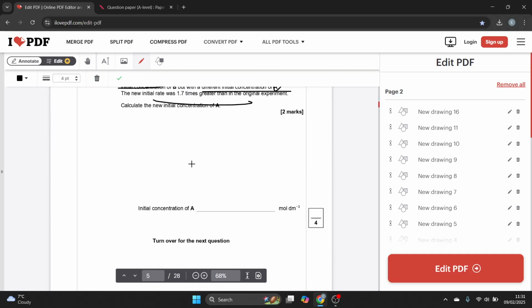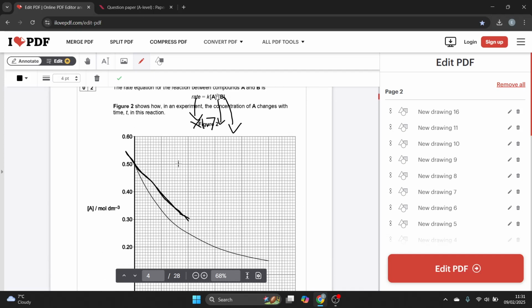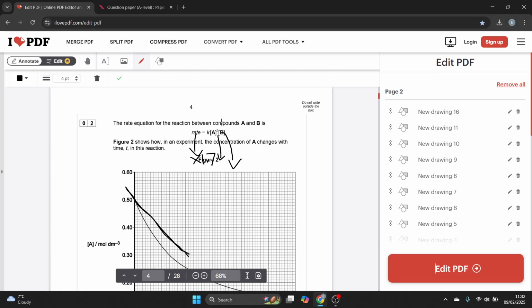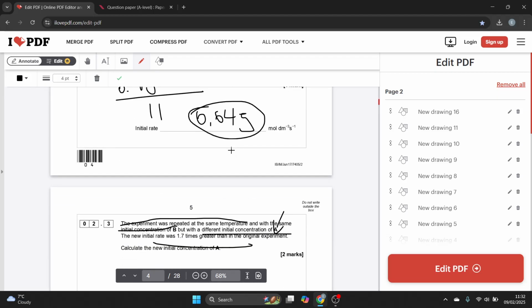So if the rate increased by 1.7 times, B stays the same, what's happened to A? Well, I know that therefore A is going to increase because A is squared, it's going to increase by root 1.7. And therefore to find out the new concentration of A, it's going to be the new initial concentration of A.